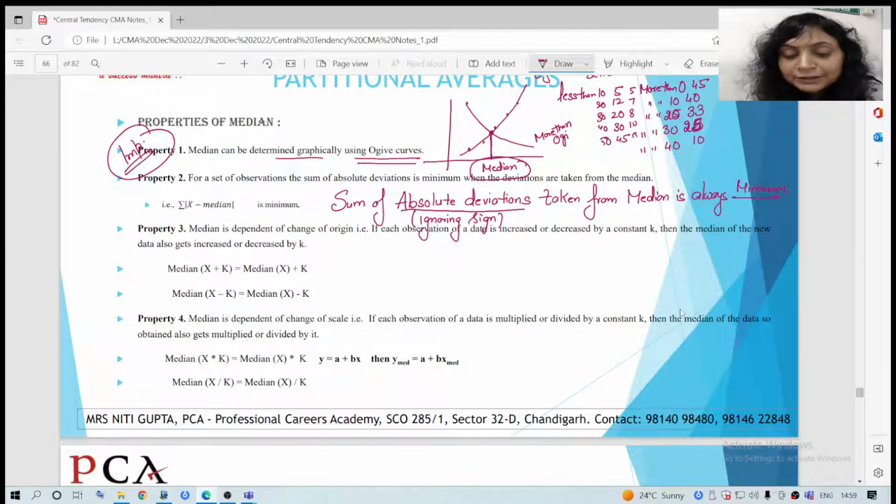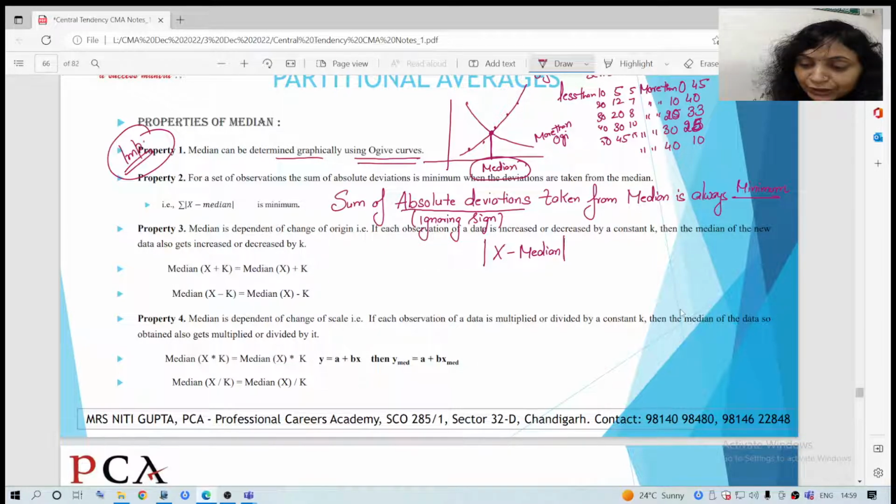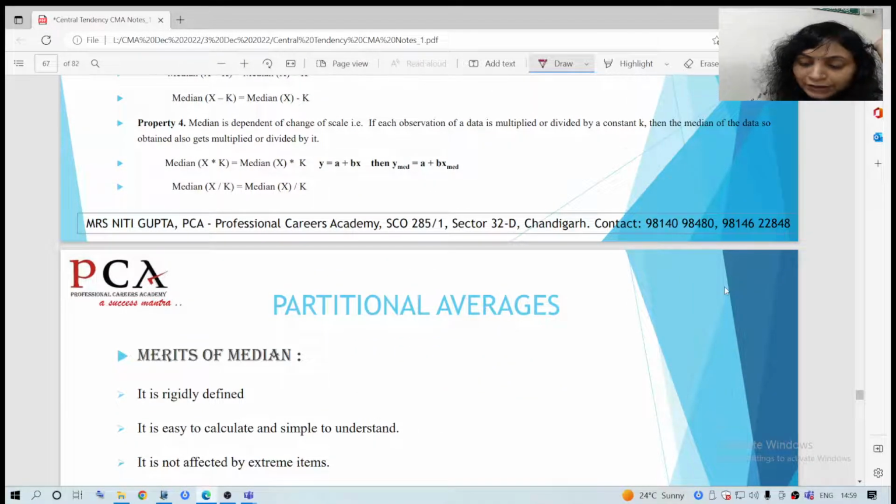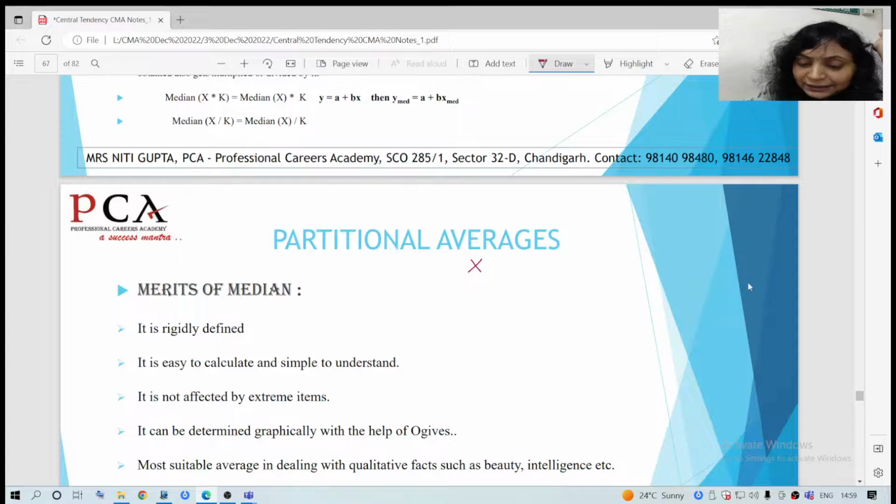So for the sum of absolute deviations taken from median, we take deviations from the median and, for taking the absolute value, we put it into the mod. The sum of absolute deviations taken from median is always less than the sum of absolute deviations taken from any assumed mean or the mean. Take it from anything, just find the absolute deviations; the sum taken from median is always minimum. Let's explain it with an example. Suppose I have been given x, which is 5, 7, 11.